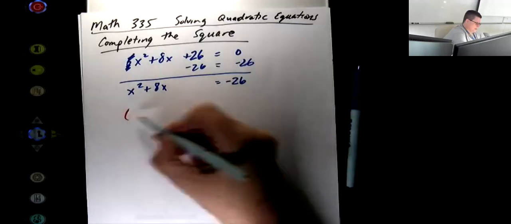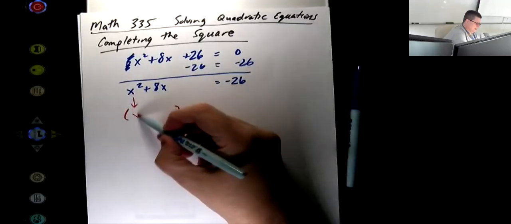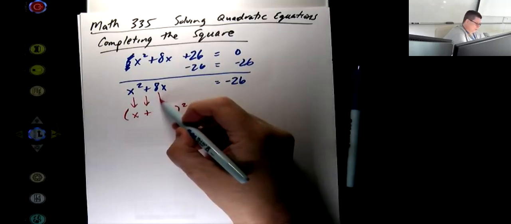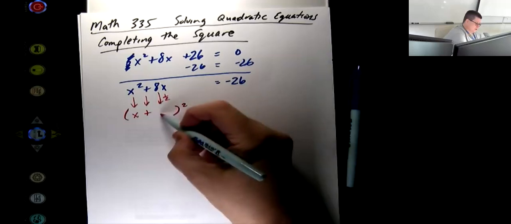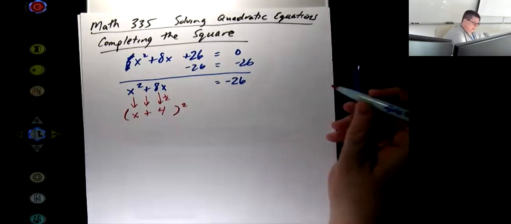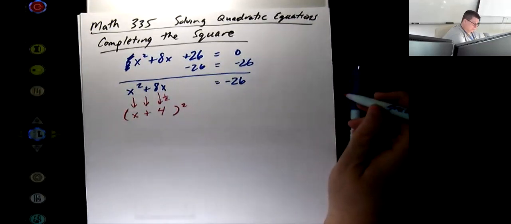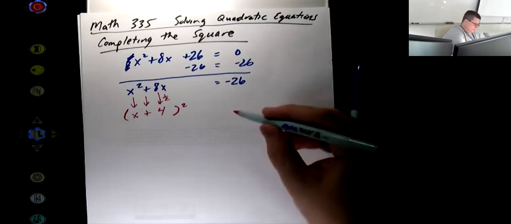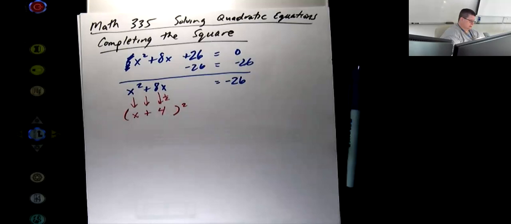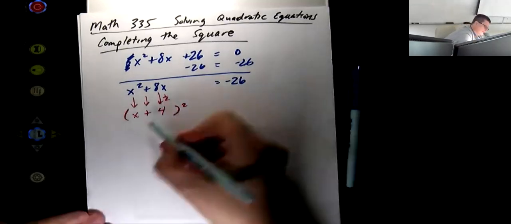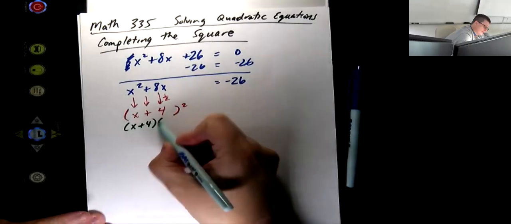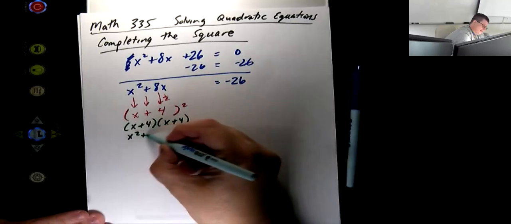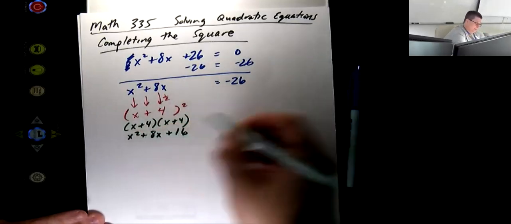Completing the square, no matter what we do, we're going to end up with the x here, the plus here, and 1/2 of this right here. So 1/2 of 8 is 4. That's the goal. So if I multiply this out, this is x plus 4 times x plus 4, which is x squared plus 8x plus 16 when you clean it up.